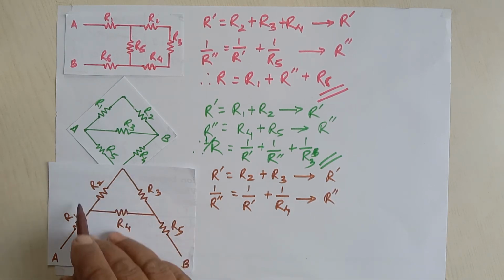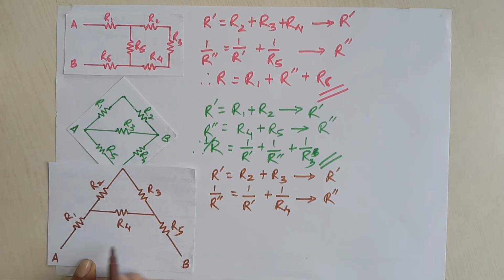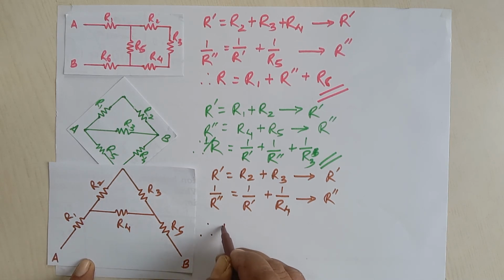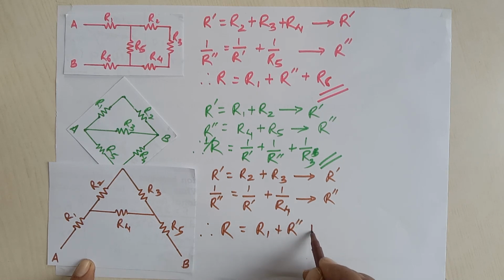Now we don't need this R dash anymore. This R double dash, which represents the total resistance of these three resistors, is now in series with R1 and R5. That's why, what can we say? Therefore R is equal to R1 plus R double dash plus R5.